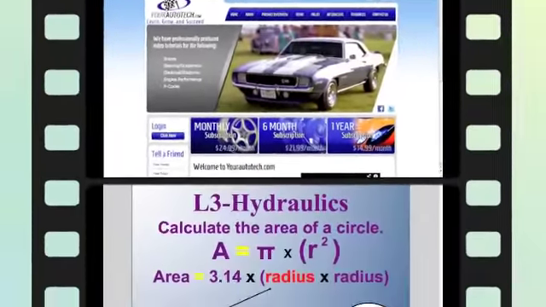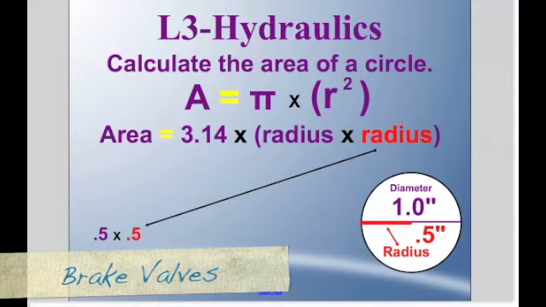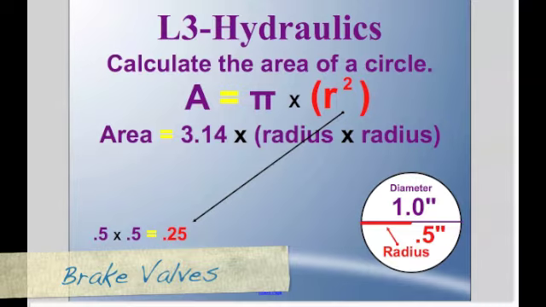yourautotech.com. Calculate the surface area of this 1-inch circle. We're going to take a 1/2-inch radius and multiply it by a 1/2-inch radius. That's going to give us 0.25. That's radius squared. So we're going to take radius squared.